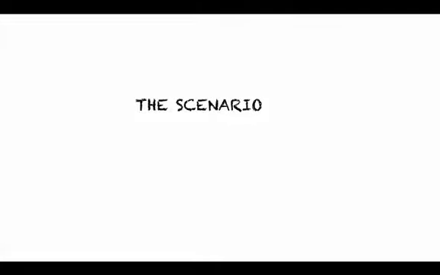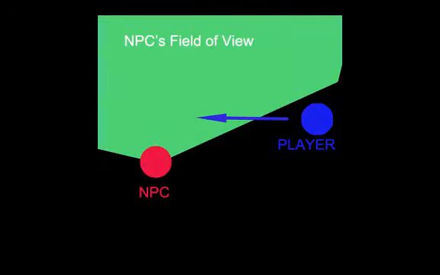So, what is the scenario? Well, the scenario is as follows. We have an NPC, as you can see symbolized by a red dot on this picture, and a player entering the field of view of the NPC, symbolized in blue, and as you can see the field of view is symbolized by a green area. And the idea is to detect whenever this player will be visible by the NPC.